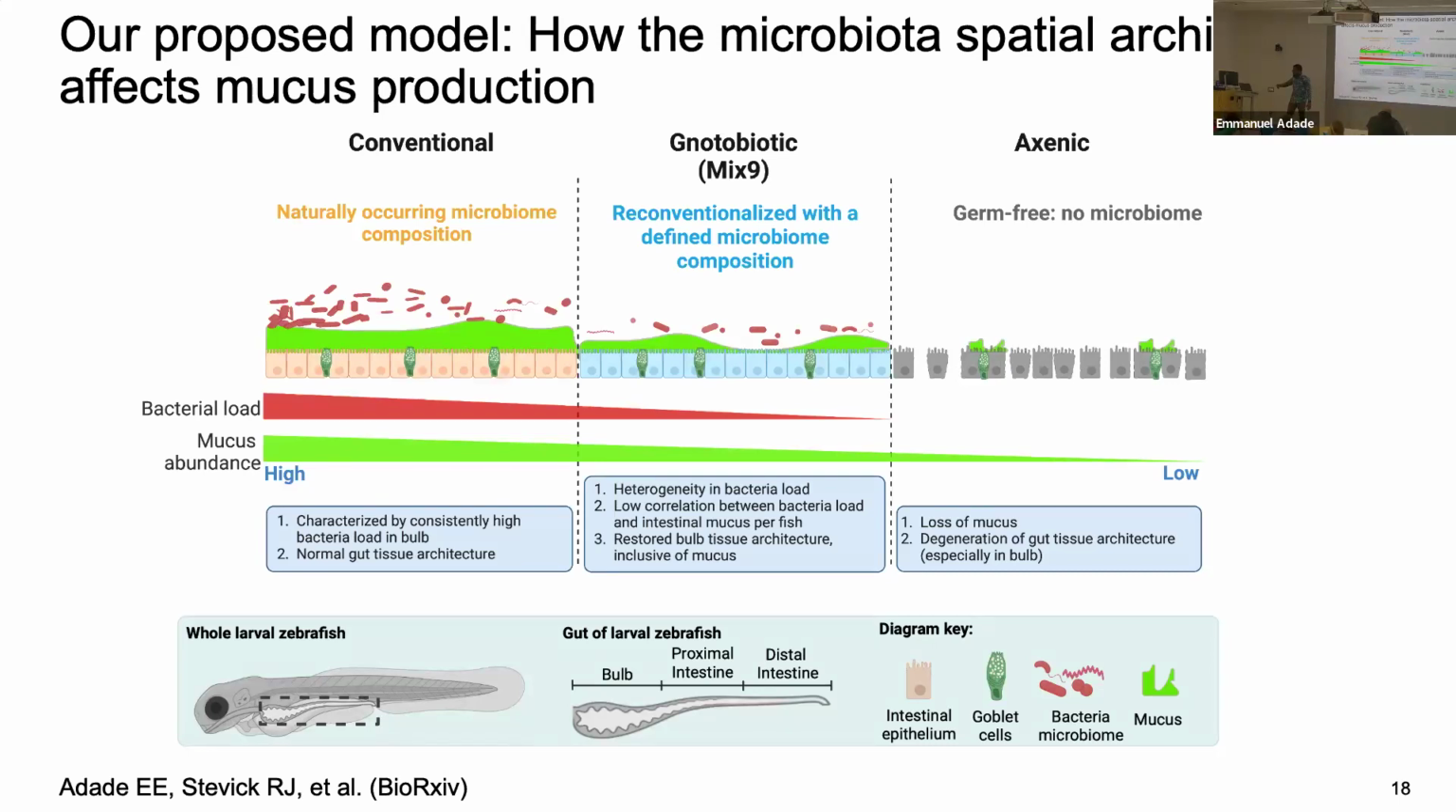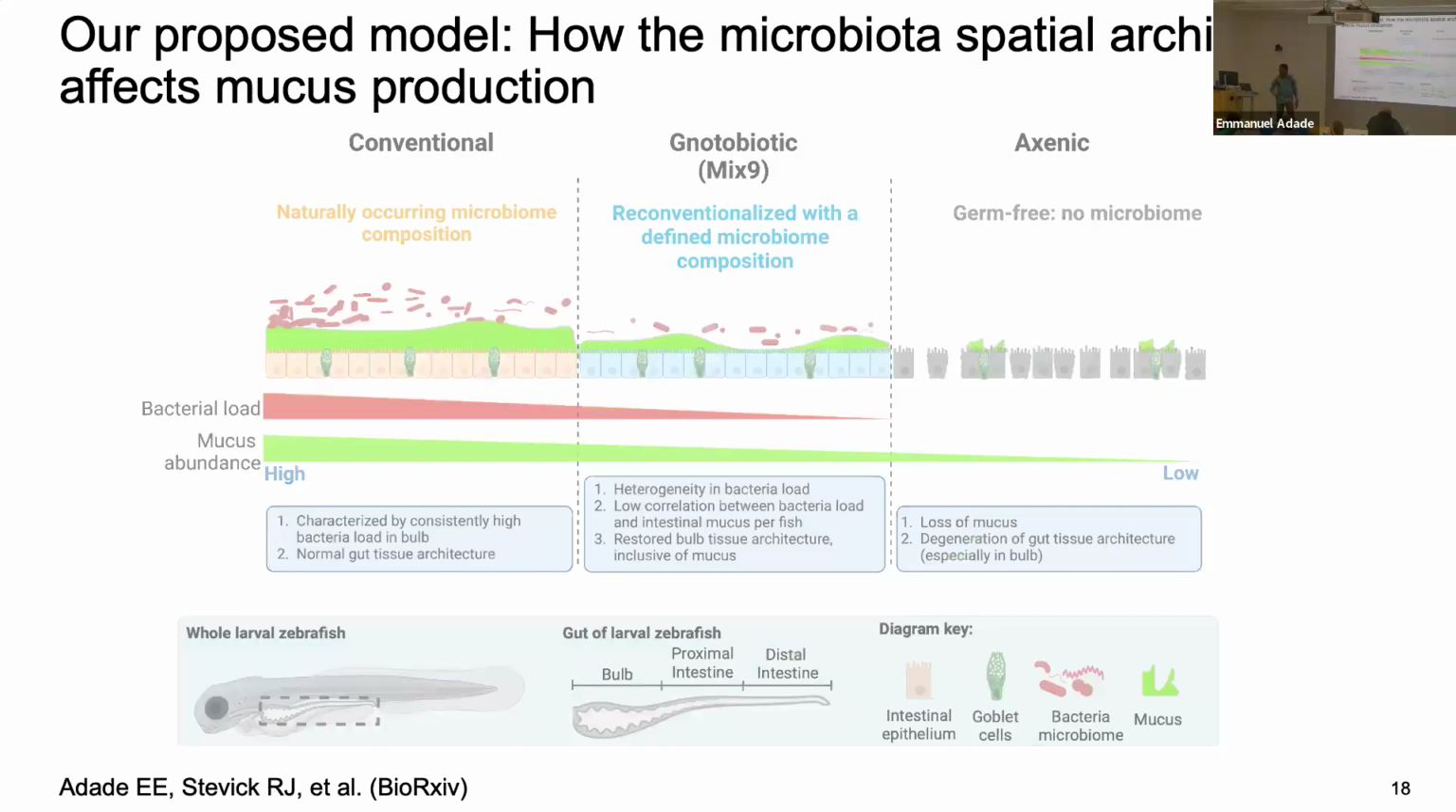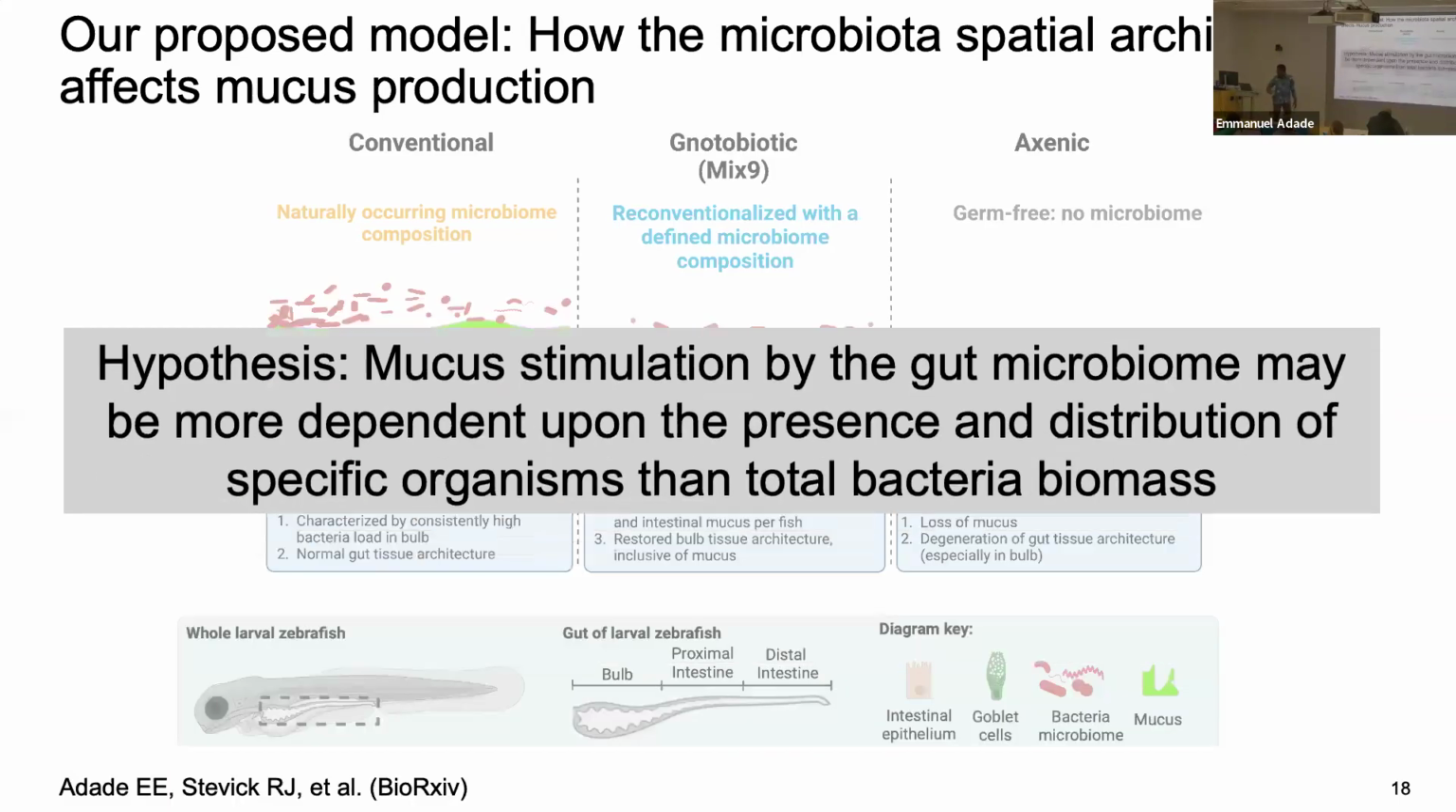This leads us to hypothesize, based on our model, that mucus stimulation in the gut may be more dependent upon the presence and distribution of specific microbes rather than total biomass. So we think it's not only about how much is there, but about who is there, and who is there with whom, that is driving these particular host responses. That's something we wanted to complete this session with.